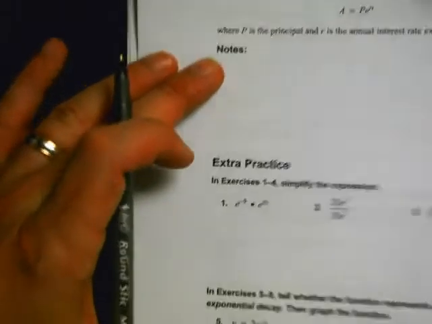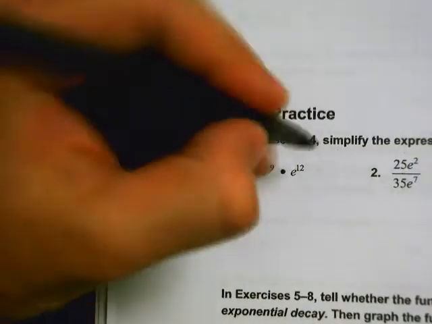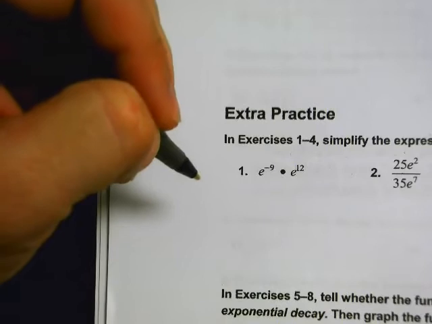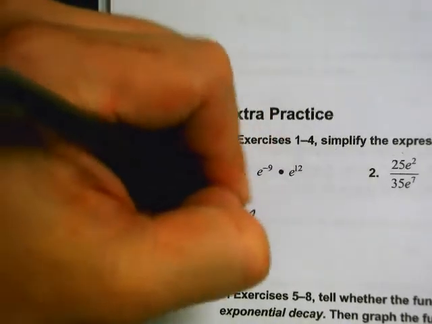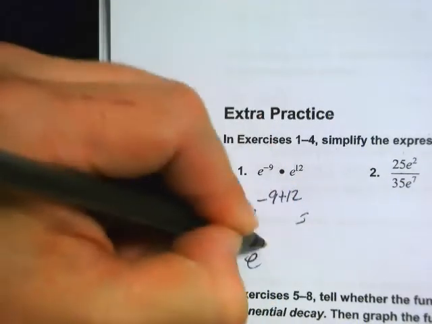We're working through our exponent rules, and the first one we see is e to the negative 9 times e to the 12. Remember that when you're multiplying like bases, you can add the exponents, so this is going to be e to the negative 9 plus 12, which is e to the power of 3.